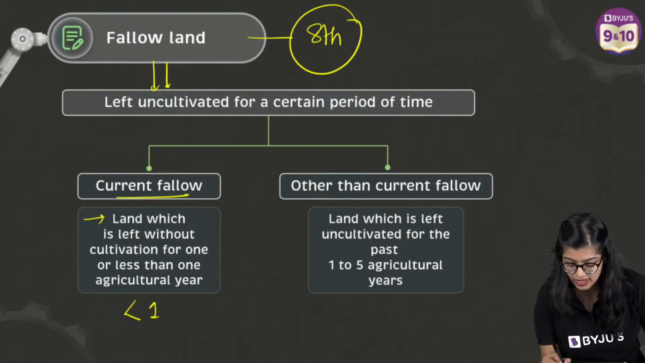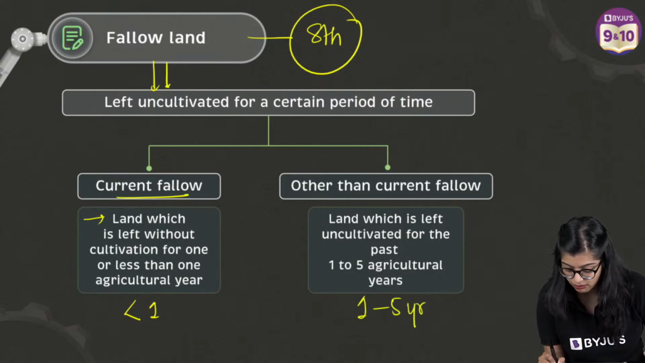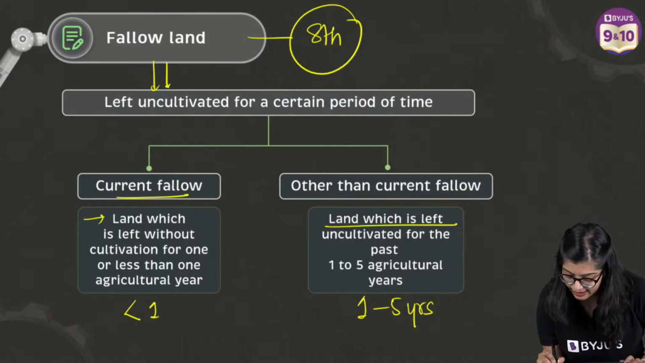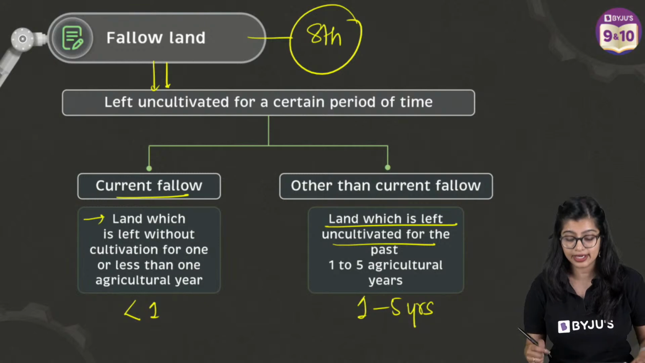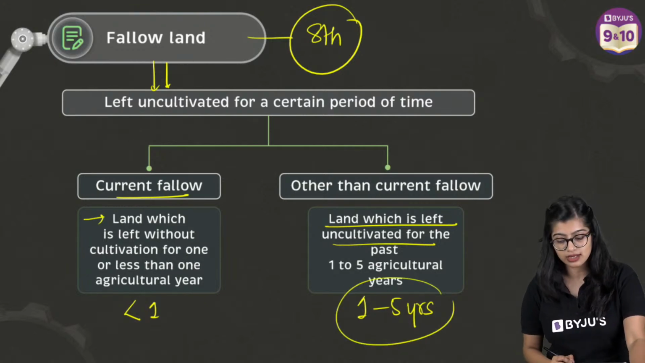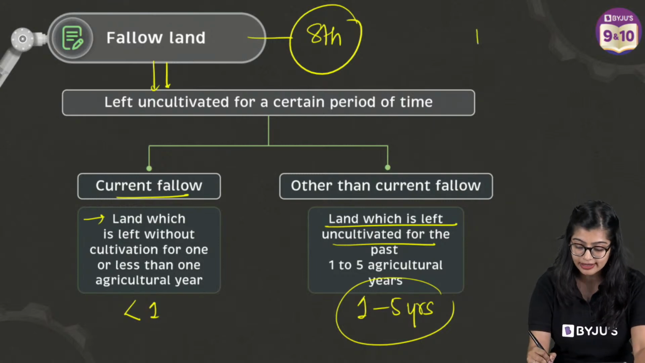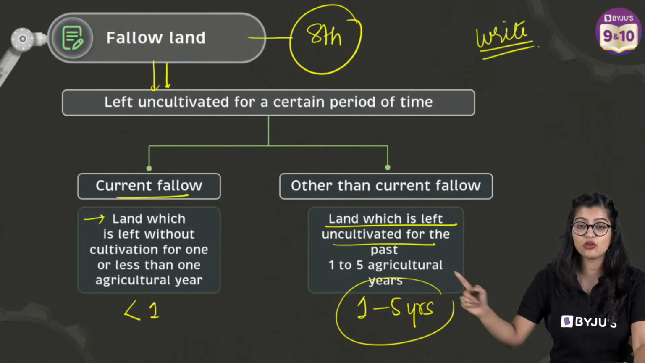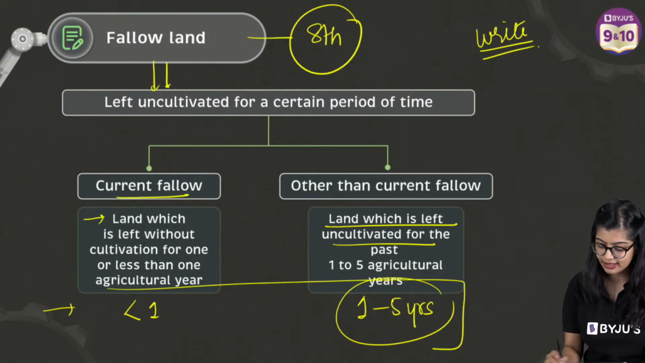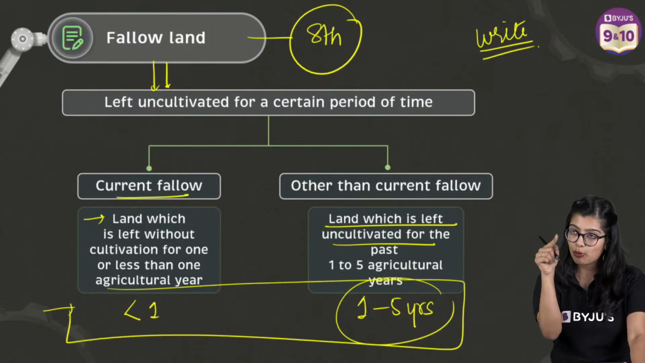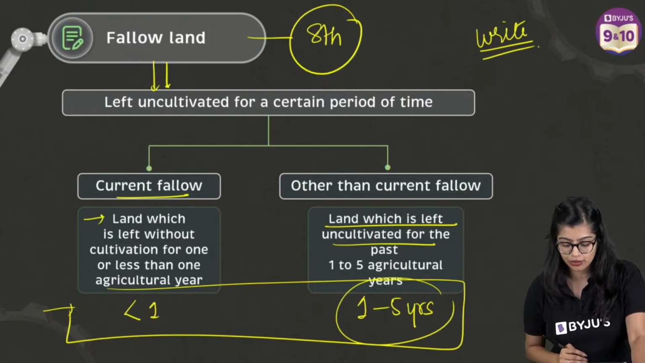So normally current fallow is when they leave it for less than 1 year. But sometimes there could be some which is left as it is for 1 to 5 agricultural years, right? So we see that the land is left uncultivated for between 1 to 5 years. Write it in your textbook, please, the way I have written it here. Near current fallow, put less than 1, and put 1 to 5, so that you will remember the symbols.